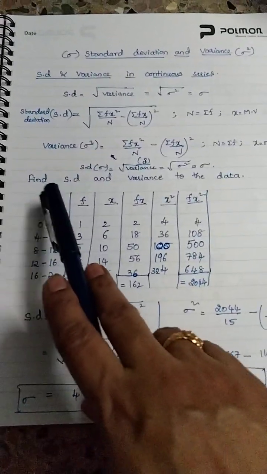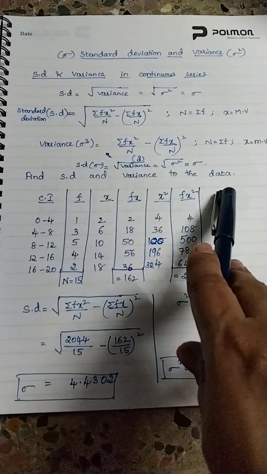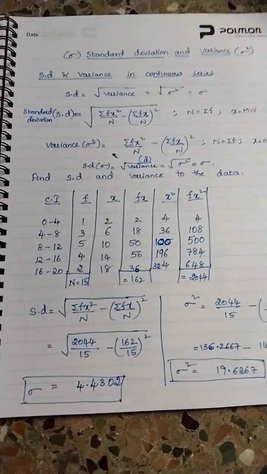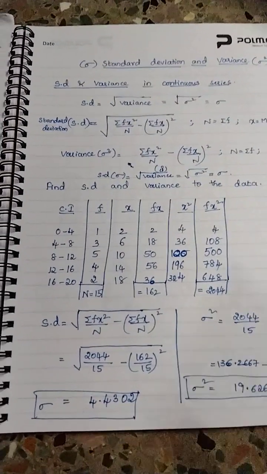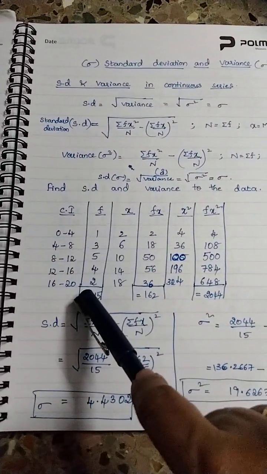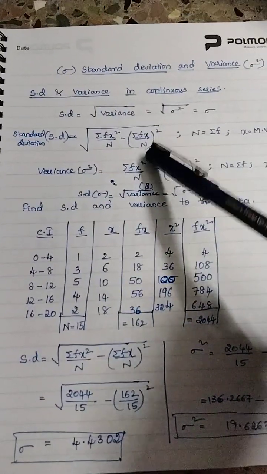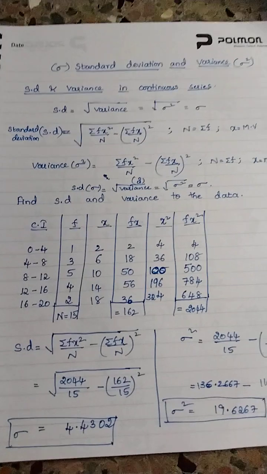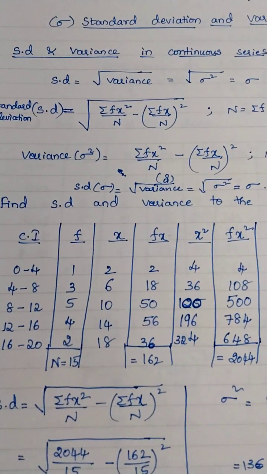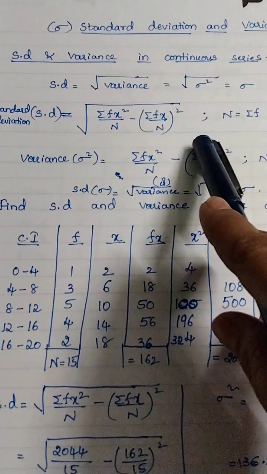So here, find standard deviation and variance of the data, where they have given you the class intervals and frequencies. The class intervals are given with a gap of 4: 0 to 4, 4 to 8, and so on up to 16 to 20, and the frequencies are given. By seeing this, we have the formula summation fx square by capital N minus summation fx by capital N whole square.